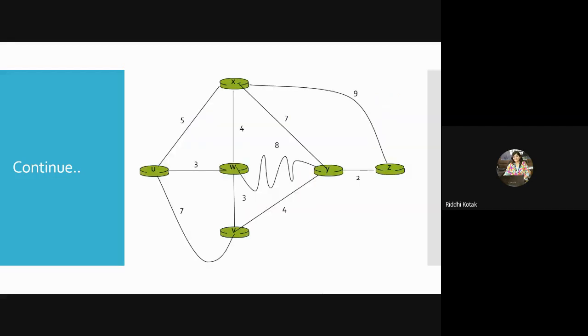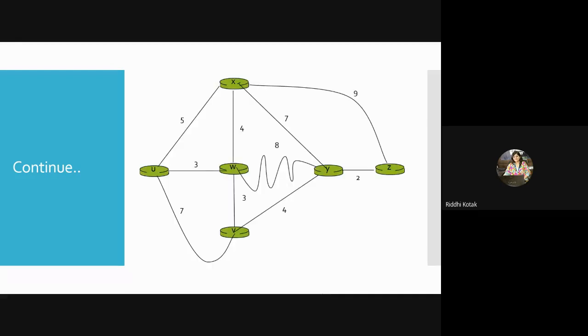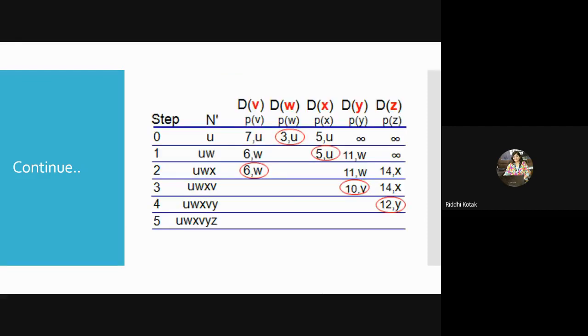Next one, to reach X. Two possibilities are there, either U to X, that is 5. You can check the source node, because that is a predecessor, as I told, for the current node. So U to X, that is 5. And now check another possibility, that is U to W, that is 3, and W to X, 4. 3 plus 4, 7. But we have to select the minimum one according to this equation. So we will select the minimum, that is 5 comma U.